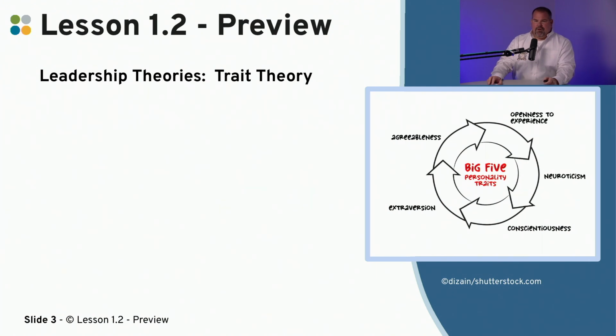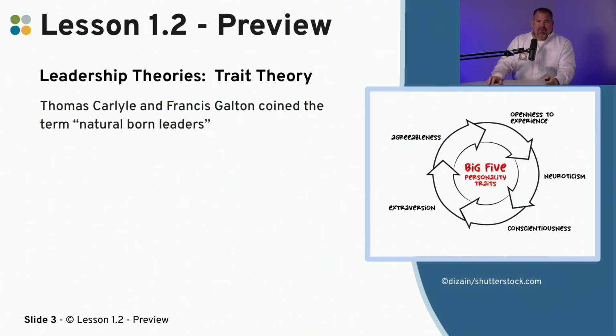Lesson 1.2 begins by looking at trait theory. Early scientific research into leadership focused on the individual traits that effective leaders possess, and this research is grouped together in what is called trait theory. Thomas Carlyle and Francis Galton were some of the first scientists to research the idea that natural-born leaders were born with specific genetic traits that help them ensure their leadership effectiveness.